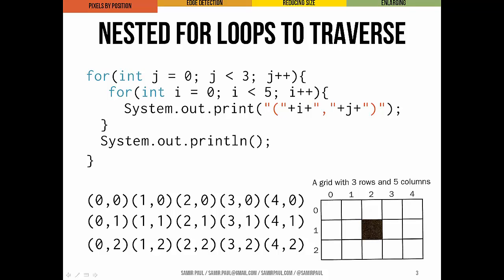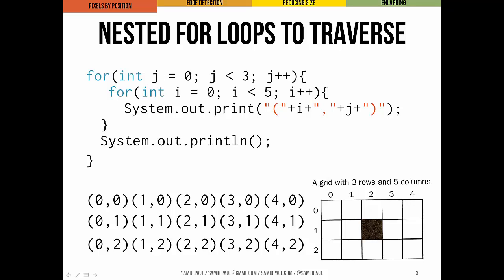This prints the pairs of coordinates visited in some imaginary 3x5 grid when the outer loop traverses the y coordinates and the inner loop traverses the x coordinates. That means j is traversing y, i is traversing x. And we can see the printed output here is 0, 0, 1, 0, 2, 0, and so on, all the way to 4, 2. So this loop marches across the row in the grid, and it prints the coordinates at every column in that row, and then it moves on to the next row.